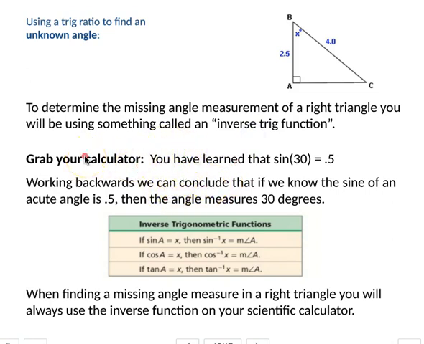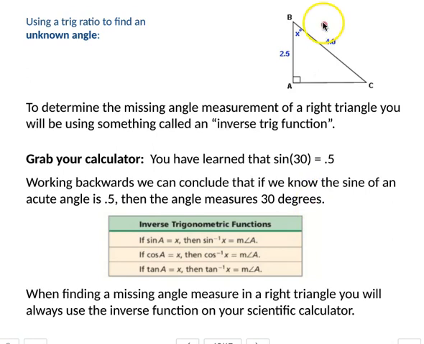So let's back up a little bit. If we grabbed our calculator and plugged in sine 30, the calculator would give us the answer 0.5. We can work backwards as well. If we know the sine of an acute angle is 0.5, then we know the measurement of that angle has to be 30 degrees.